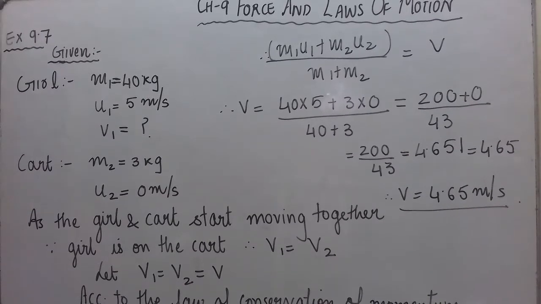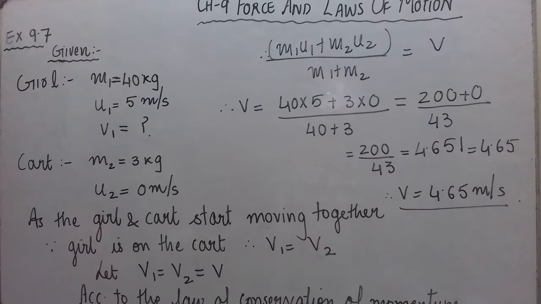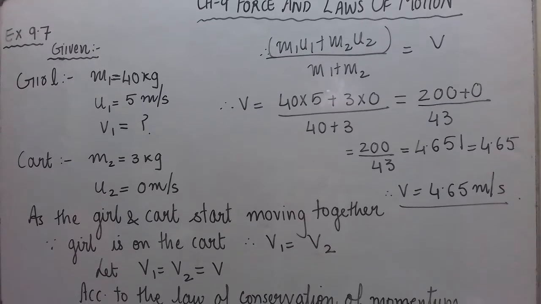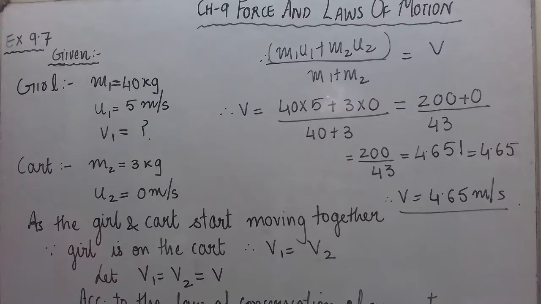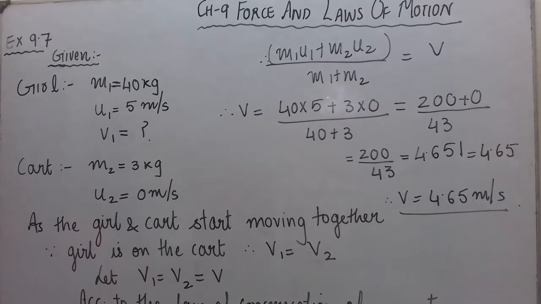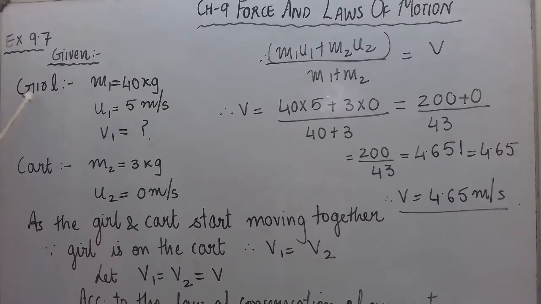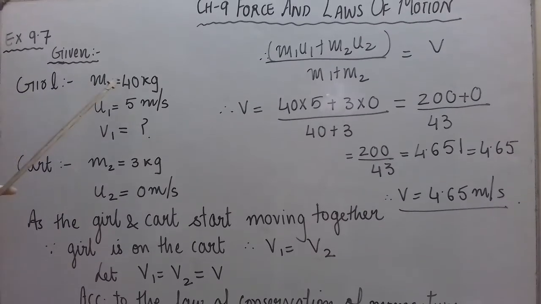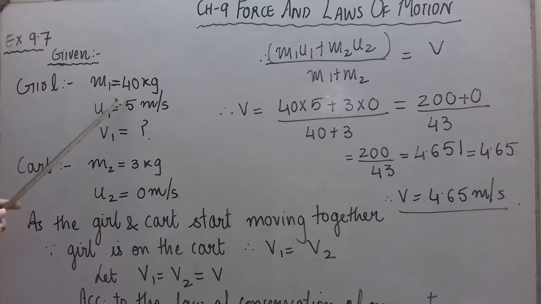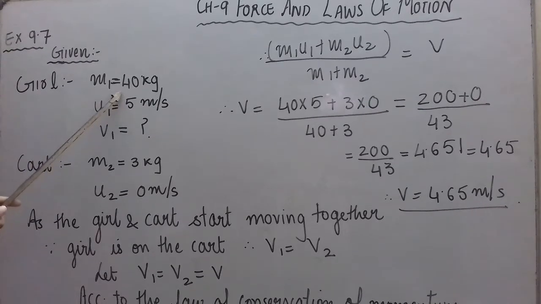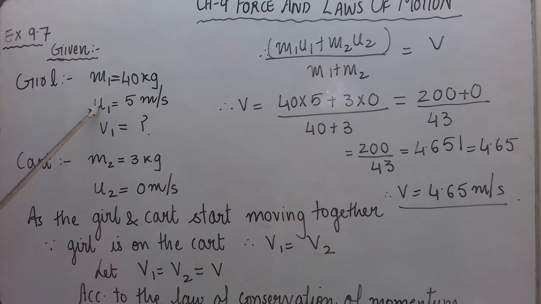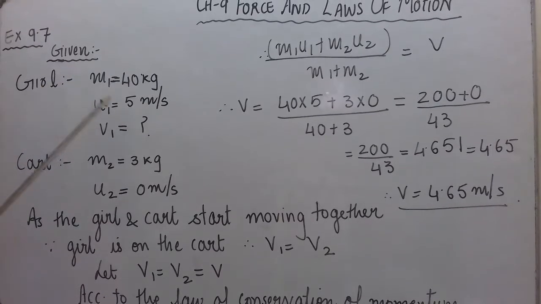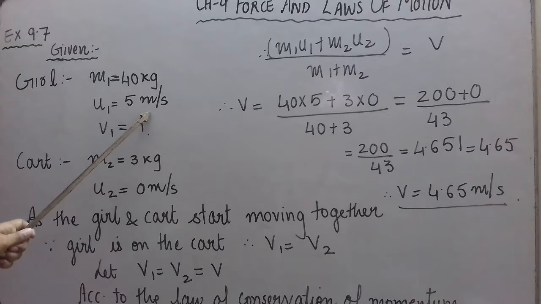Okay, so here we have a system of girl and cart. In the previous numerical we were having bullet and pistol. Here we have girl and cart in the picture. So a girl of mass 40 kg. Let us denote the girl's mass by M1. M1 is 40 kg. She jumps with a horizontal velocity of 5 meters per second. So U1, the initial velocity of the girl, is 5 meters per second.